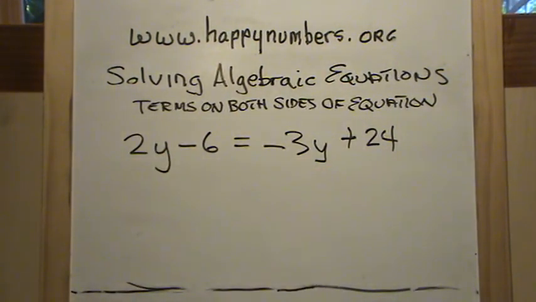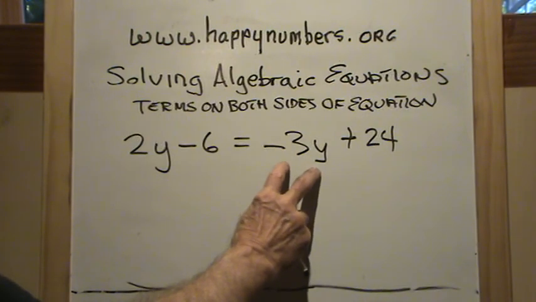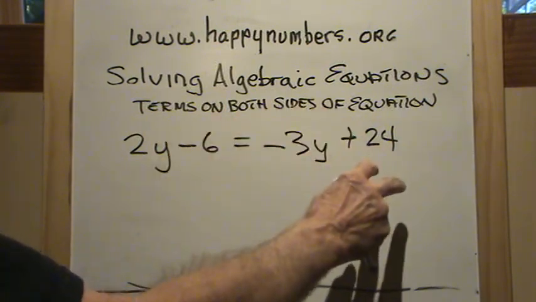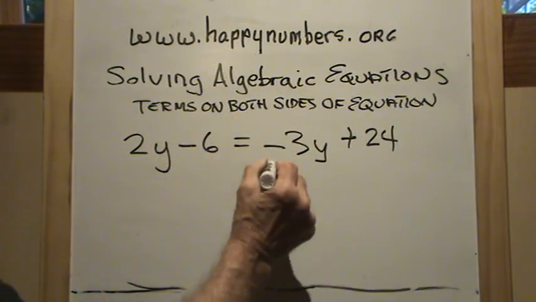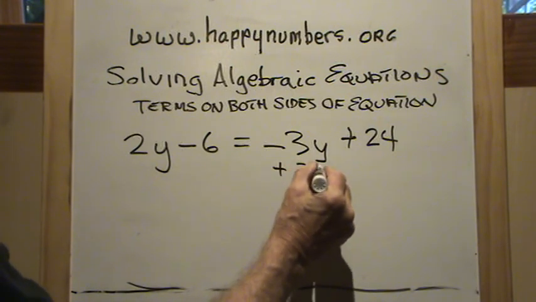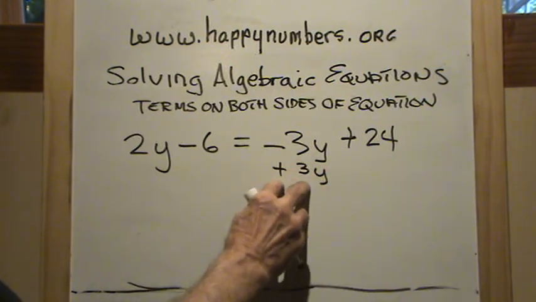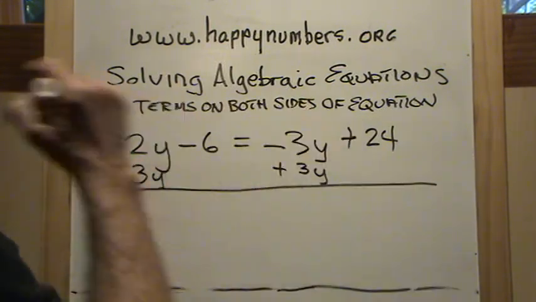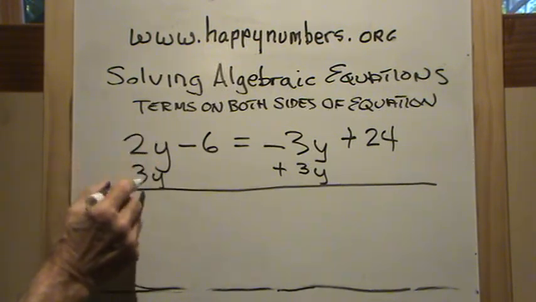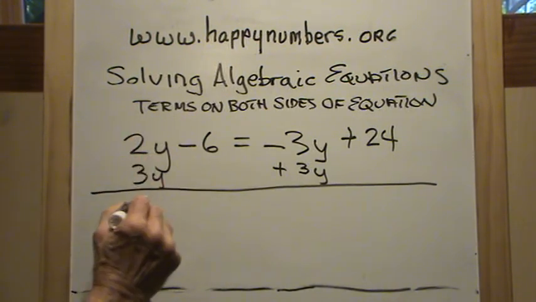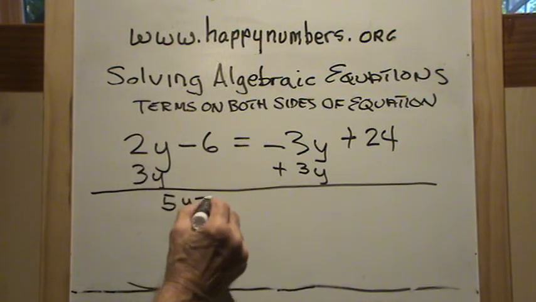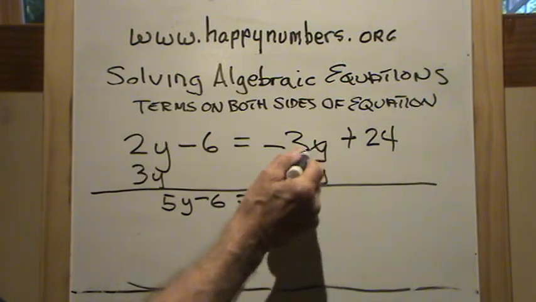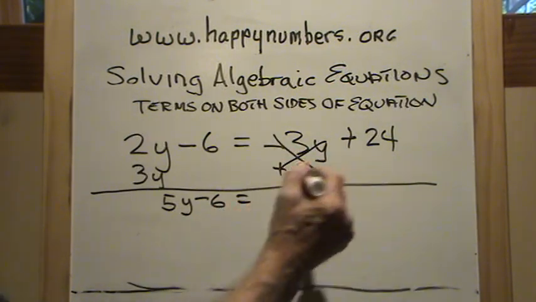So, first of all, let's deal with the 3y. I want to bring it over to this side because I have to get all the variables on one side, all the numbers on the other. Well, I have a negative 3y, so I can put a positive 3y. And of course, if I put a positive 3y here, I have to put 3y here. So I'll combine my y's. These are like terms, so I can combine them. 2y and 3y gives me 5y minus 6 equals, well, if I combine the negative 3y and a positive, that goes away. So 5y minus 6 equals 24.